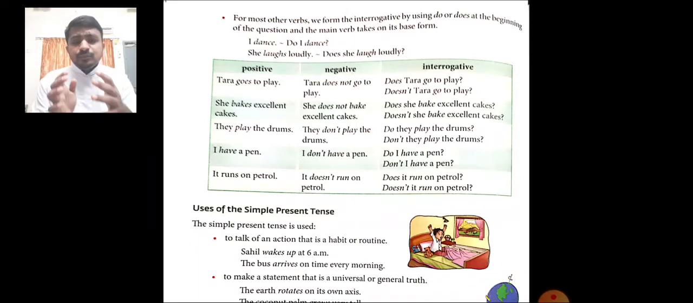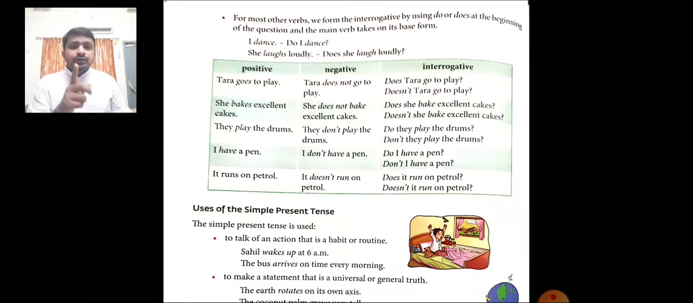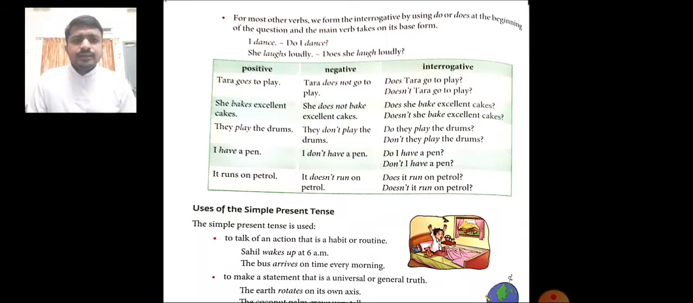We will be using the forms either do or does, then the subject, then the predicate. I dance, do I dance? You dance, do you dance? But third person singular, again does will be coming. She laughs loudly, does she laugh loudly? And you have a table given there, and when you look at the table, then you will understand. Tara goes to play, Tara does not go to play, does Tara go to play?